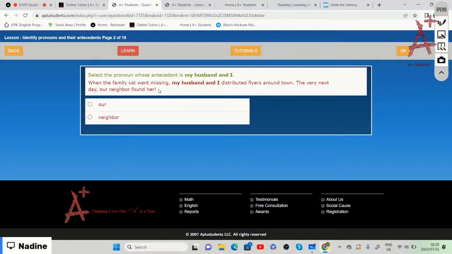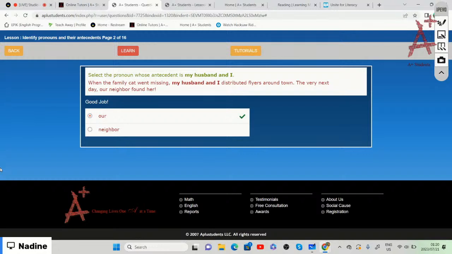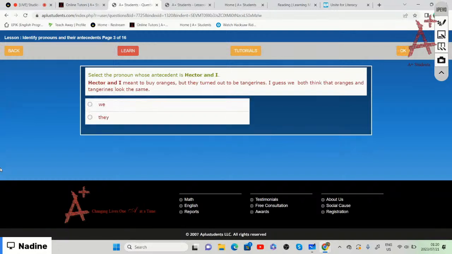So once we select the pronoun that takes the place of my husband and I, we are going to say it is our, right? So it was our neighbor, right? My husband and I's neighbor.